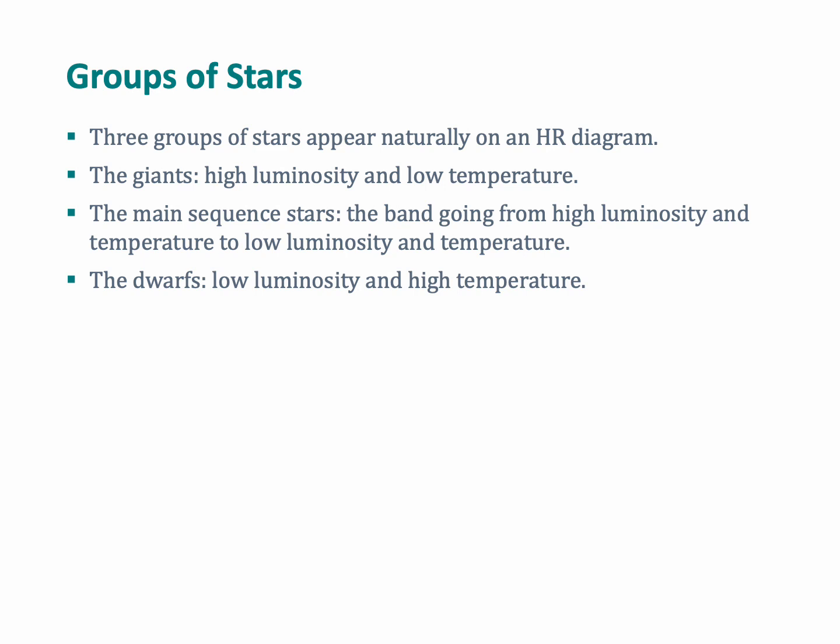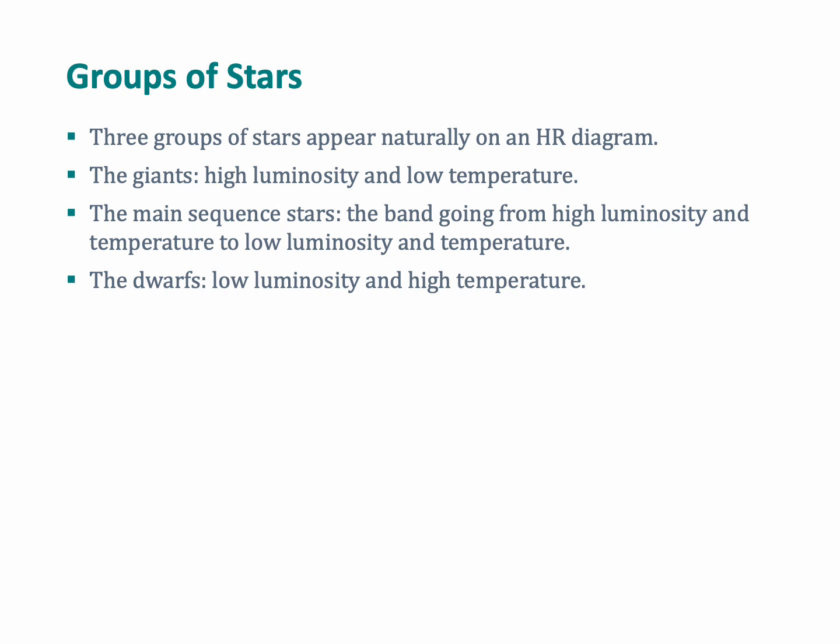So the giants have high luminosity and low temperature, upper right. Remember, to the right is low temperature, up is high luminosity. The main sequence, we're going to spend a lot of time talking about the main sequence. Those are stars that are going through hydrogen in their core. We'll talk more about that later.